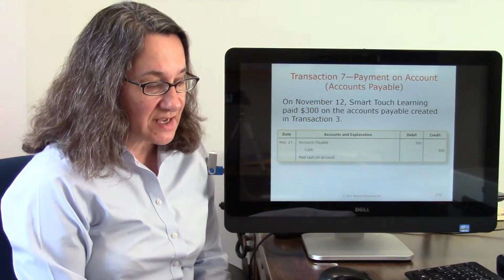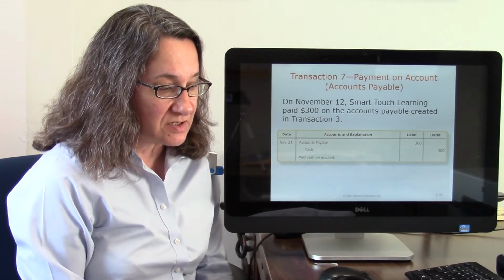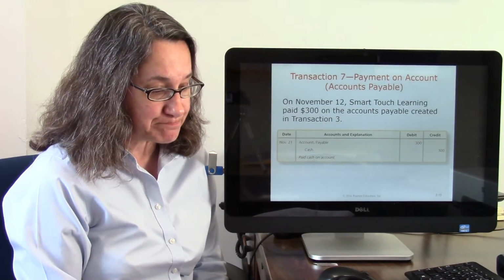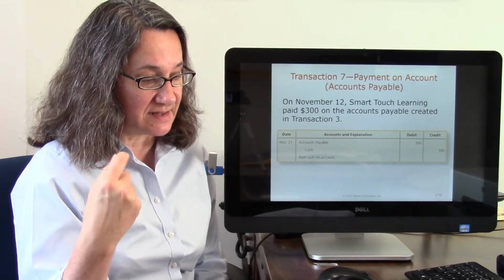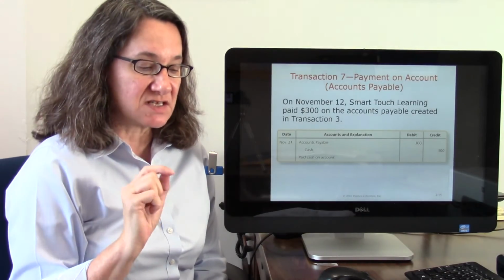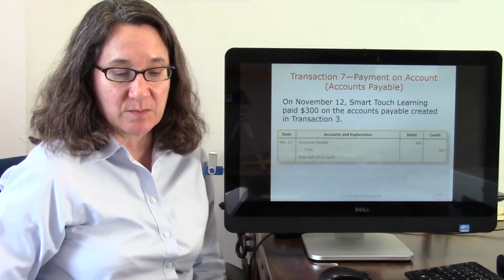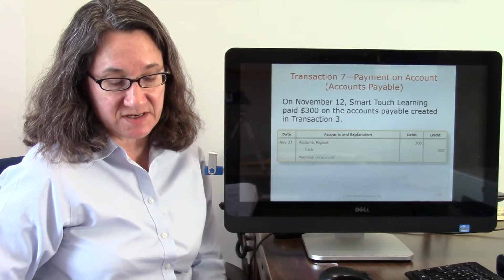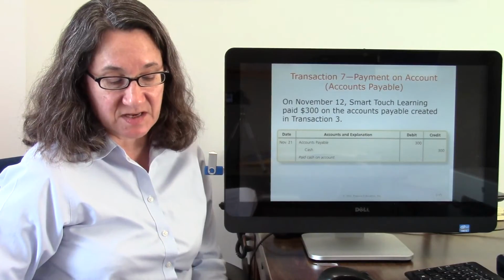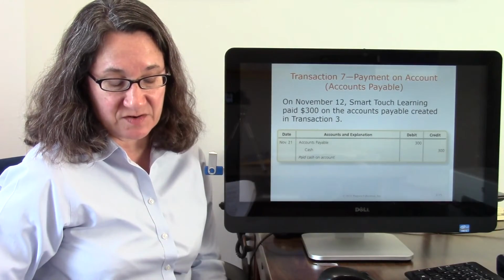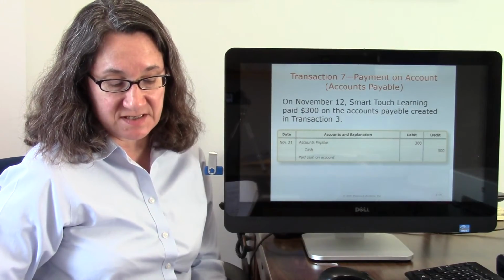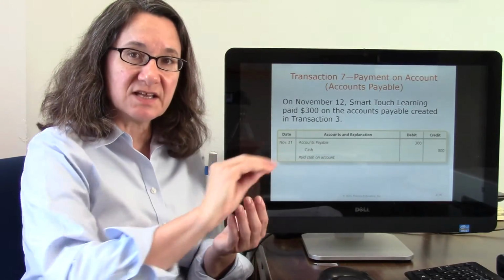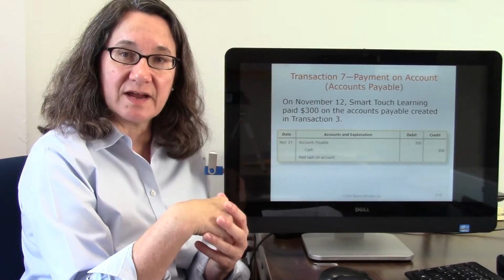Next transaction to think about: on November 12, Smart Touch Learning paid $300 on the accounts payable created in transaction 3. So analyzing it, the 2 accounts involved are accounts payable and cash. Accounts payable is decreased with a debit because Smart Touch Learning is paying the amount due to the vendor, thereby decreasing the balance owed. Cash is decreased with a credit. So cash left us to reduce a liability.